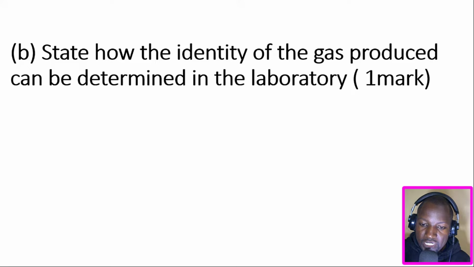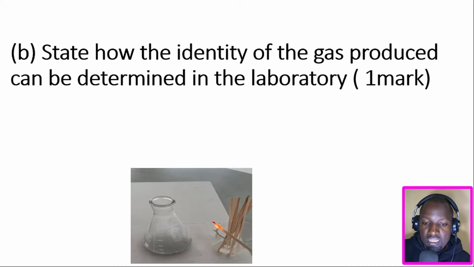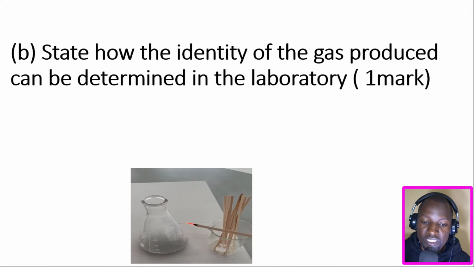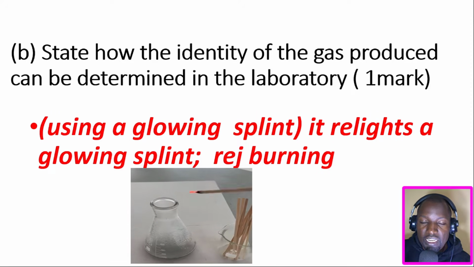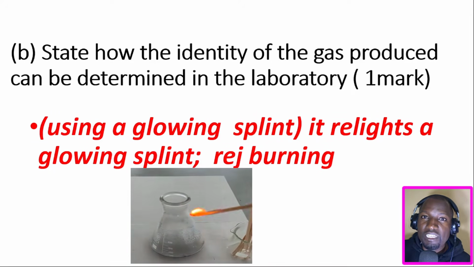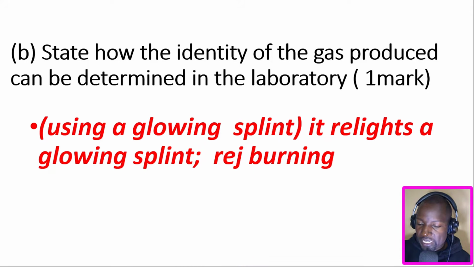State how the identity of the gas produced can be determined in the laboratory. The gas being produced here is oxygen because of photosynthesis. So the procedure we use in the lab is to test if oxygen is present, using a glowing splint. Oxygen will relight the glowing splint.